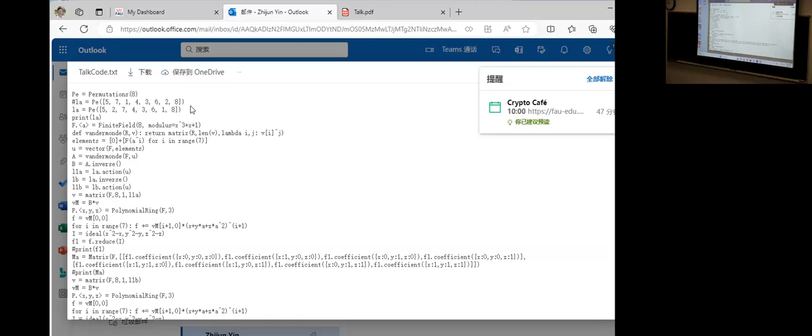The problem is how many variables is enough, right? Because when you increase a variable, you pay the cost. The storage, those polynomials, you need the storage space. To encrypt, you need to do the evaluation. But more variables means longer calculation time. So that means you pay more cost.